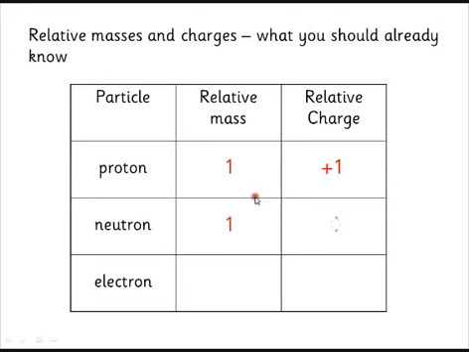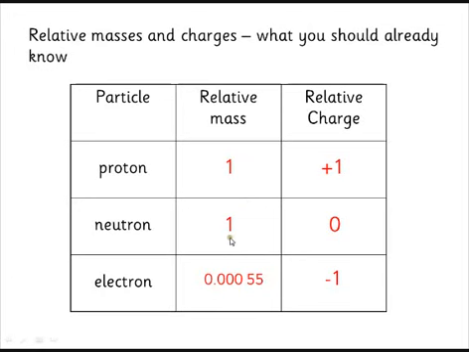Relative mass of the neutron is 1. Relative charge is 0. Relative mass of the electron, you might have written very small there, or 1 over 2,000, or 1 over 1,860. We're now going to say that that's relative to the ones, that's 0.00055. So that's roughly 1/2000th, slightly more accurately 1/1860th. Relative charge, -1.